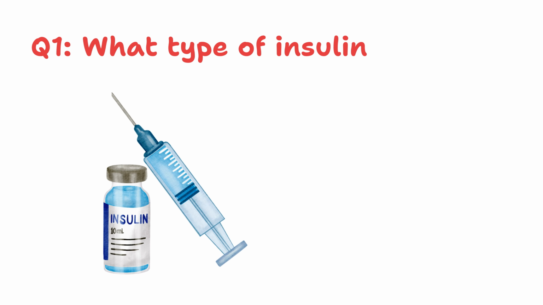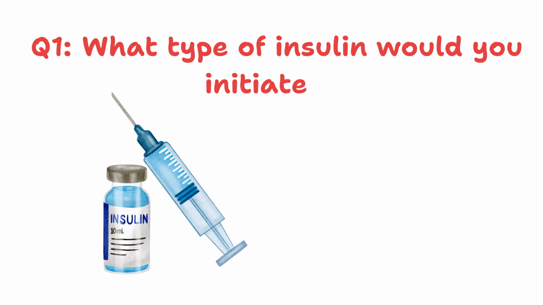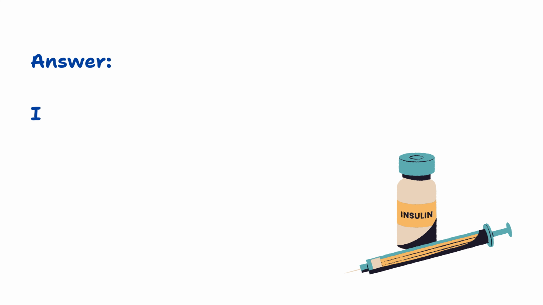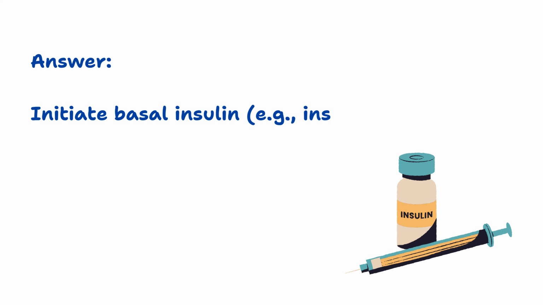Question 1. What type of insulin would you initiate first? Answer. Initiate basal insulin. Example, insulin glargine or detemir.